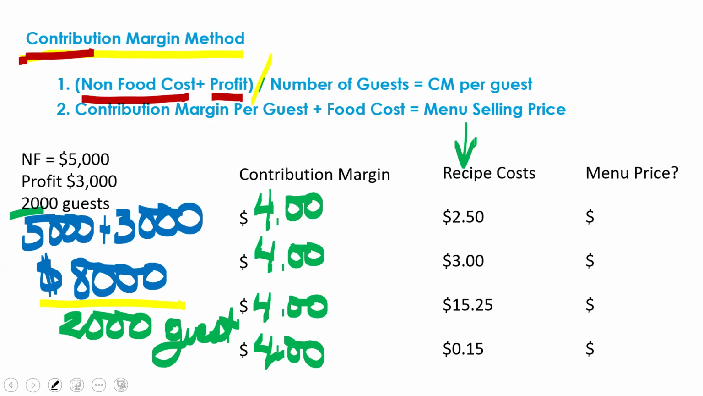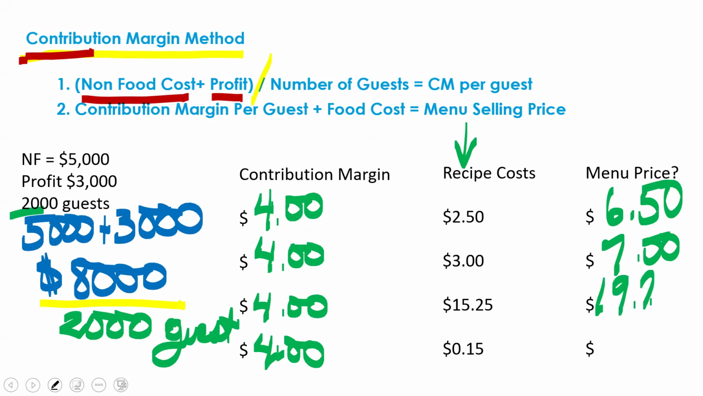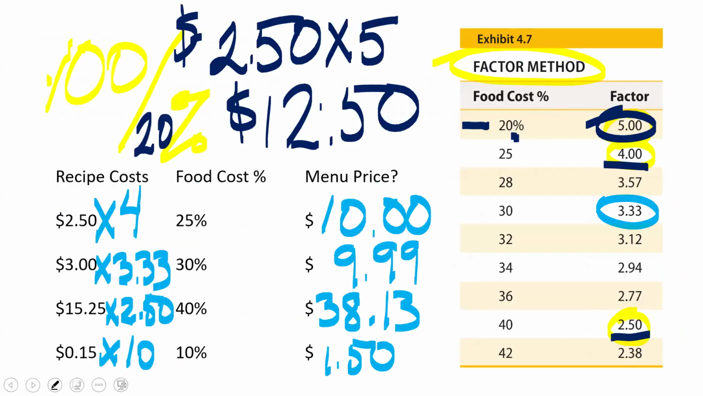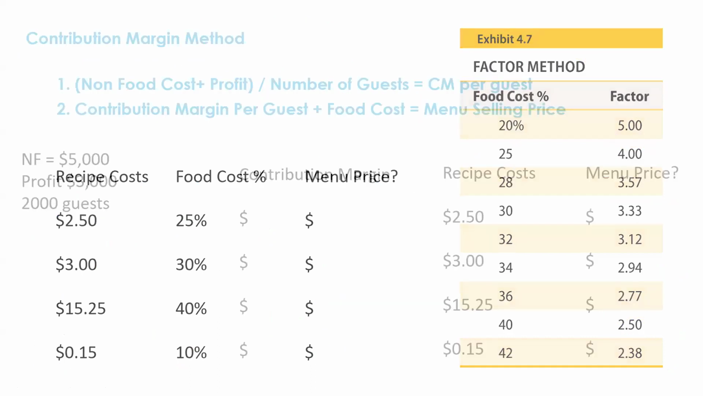So what's 4 plus 250? Good, 650. And then the next one, 7. The next one, 1925. And 415. Okay. Do we see a difference between these? All of our food costs are the same as this previous example. Okay. Which two items are the most significantly different?